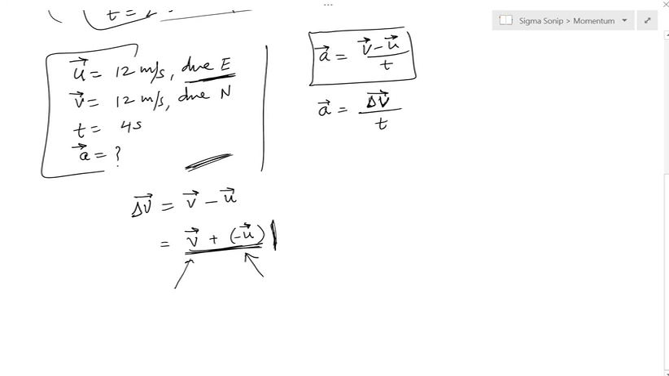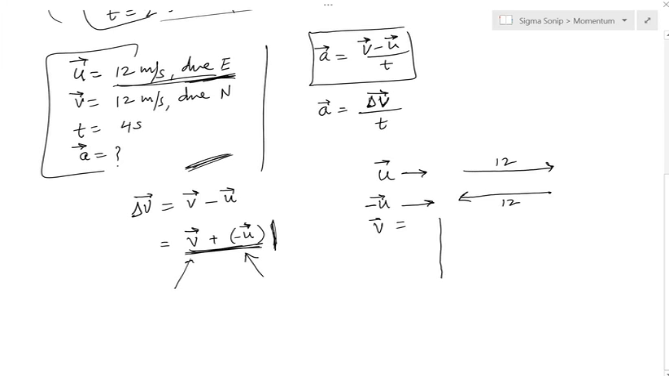How do we do it? We first draw both our vectors. My u vector is 12 meter per second due east. So I will say that is my u vector. And now I will draw minus u. Minus u is just the same vector but in the opposite direction. So the length is still 12, but the direction has reversed. And v is my vector which is due north. So that is my v, and that is 12 too.